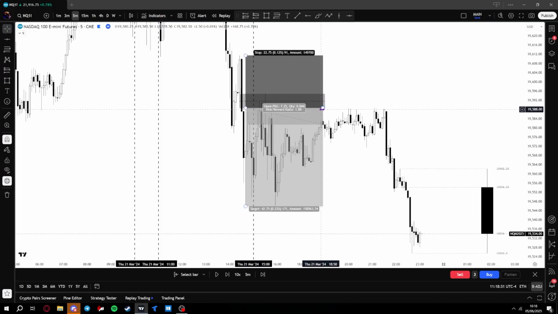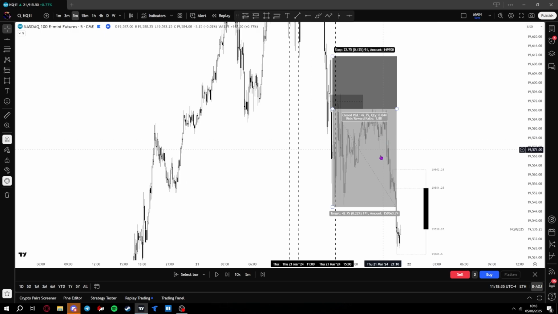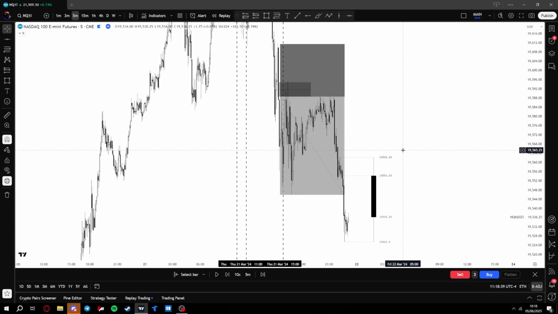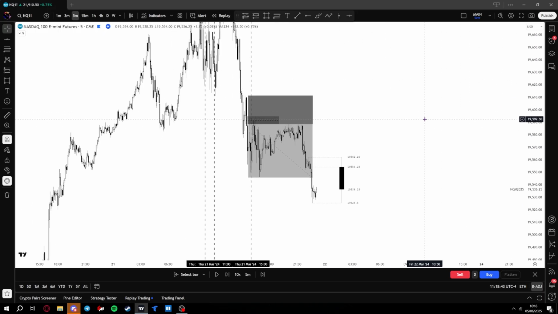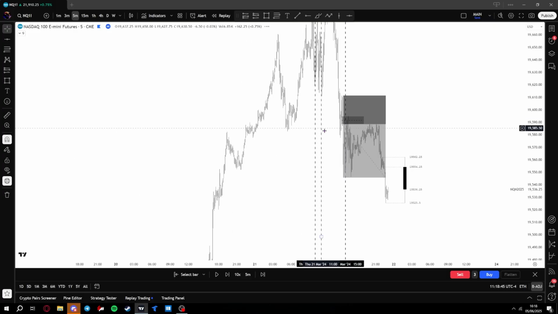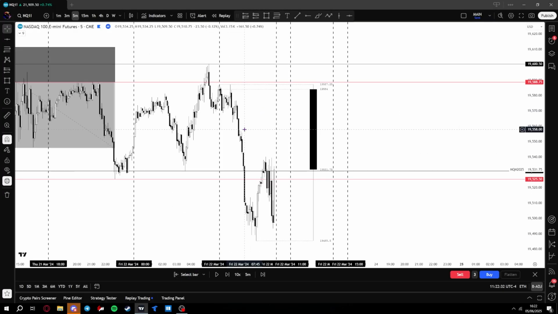Okay. So this one hit. That was quite close there. I don't know why I didn't tap it, but that's fine. But yeah, would have made that there. So now we're back here.